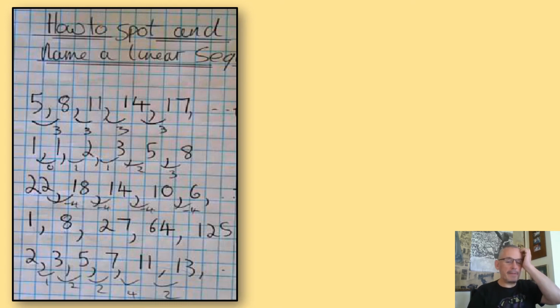How to spot and name a linear sequence? We've been building them from the algebra. Now we're going to try and go the other way. We're going to go from the sequence itself and try and go back to its name. Find out what the algebra is that gives us this sequence.